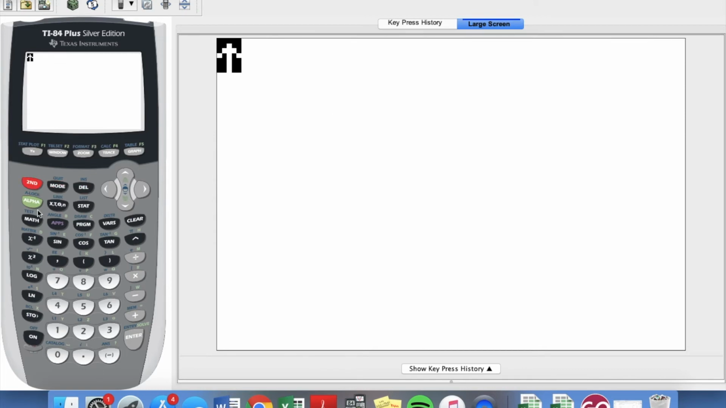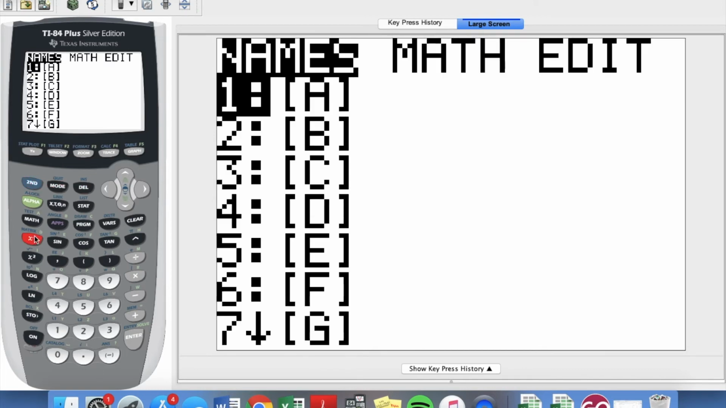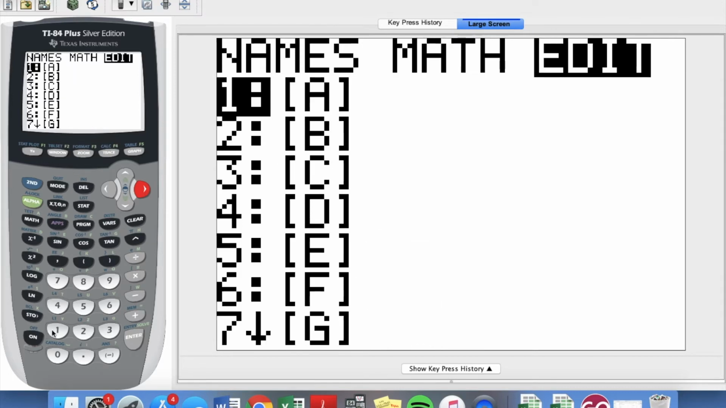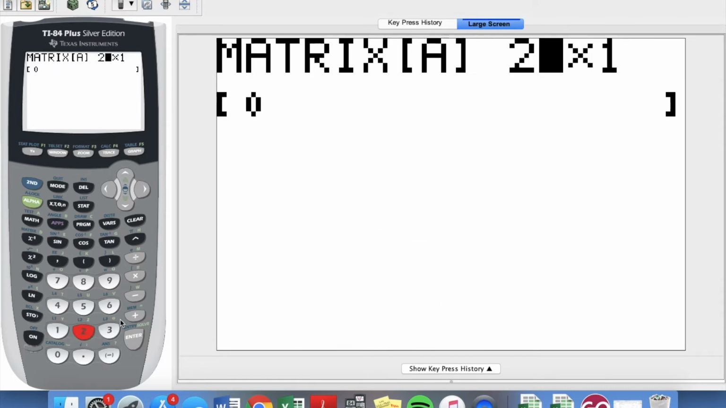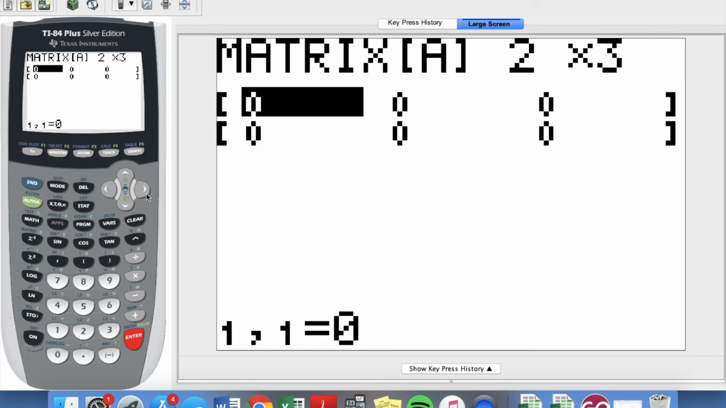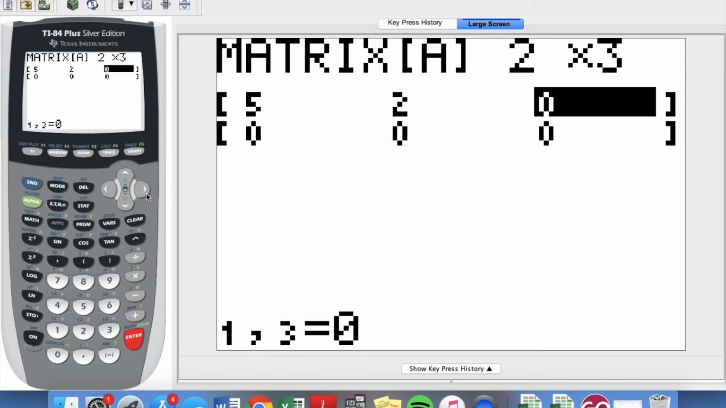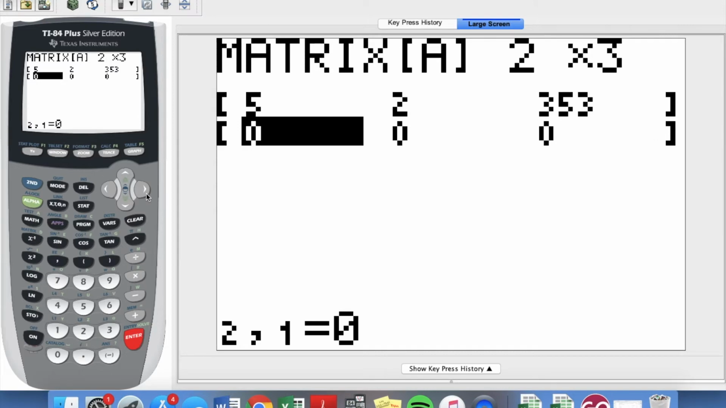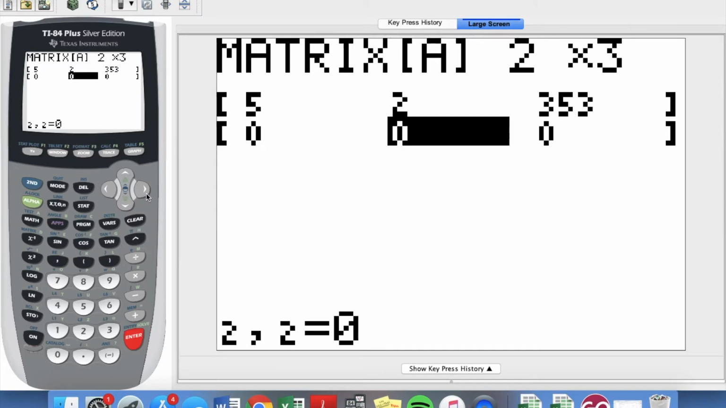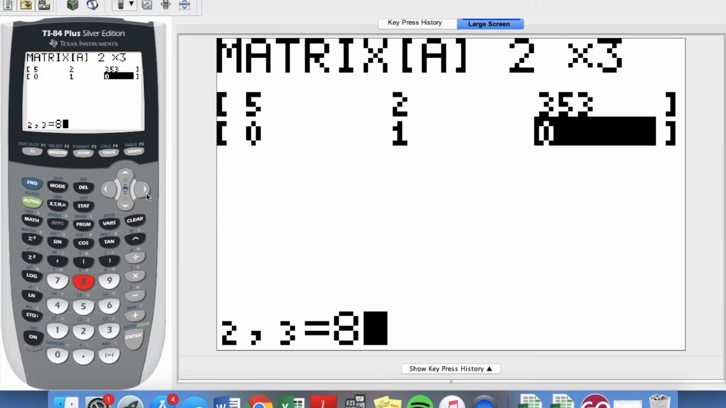All right, so I hit second matrix. My augmented matrix has 2 rows and 3 columns. So I'm going to edit number 1, 2 rows, 3 columns. And that was 5, 2, 353, and then 0, 1, 84. And so we quit out of there.